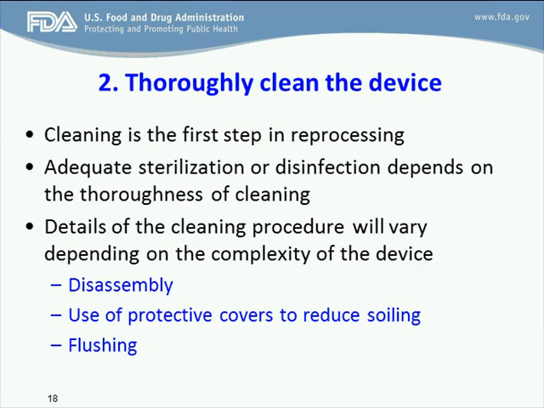Criterion 2, reprocessing instructions for reusable devices should advise users to thoroughly clean the device. Cleaning is the first step in reprocessing. Adequate sterilization or disinfection depends on the thoroughness of cleaning. If it cannot be cleaned, it cannot be disinfected or sterilized. Details of the cleaning procedure will vary depending on the complexity of the device and may include disassembly of the device, use of protective covers to reduce soiling, and flushing of the device internal structures.